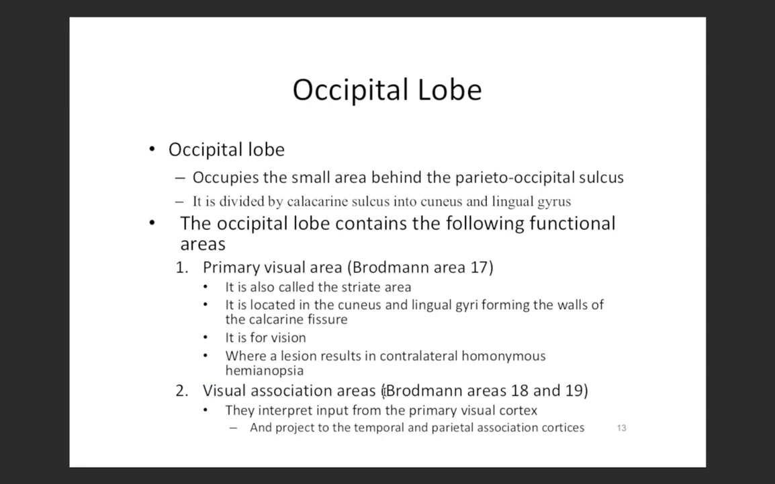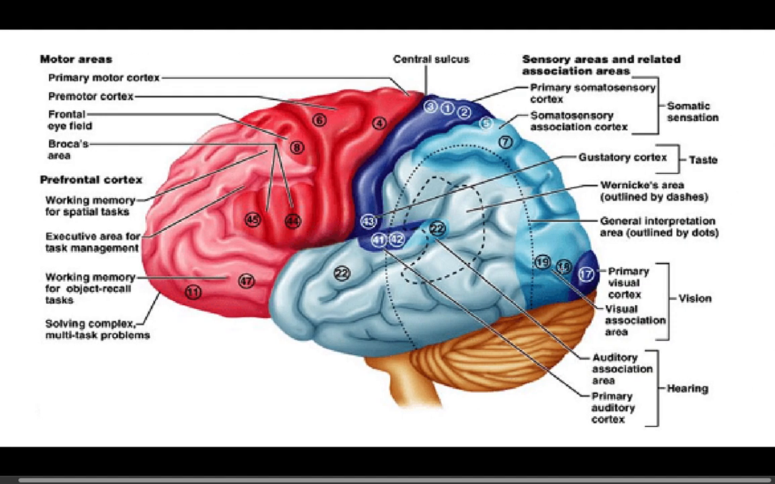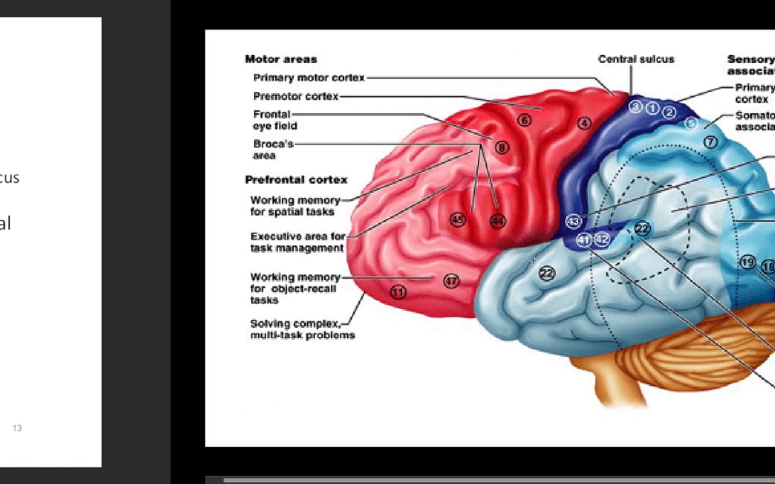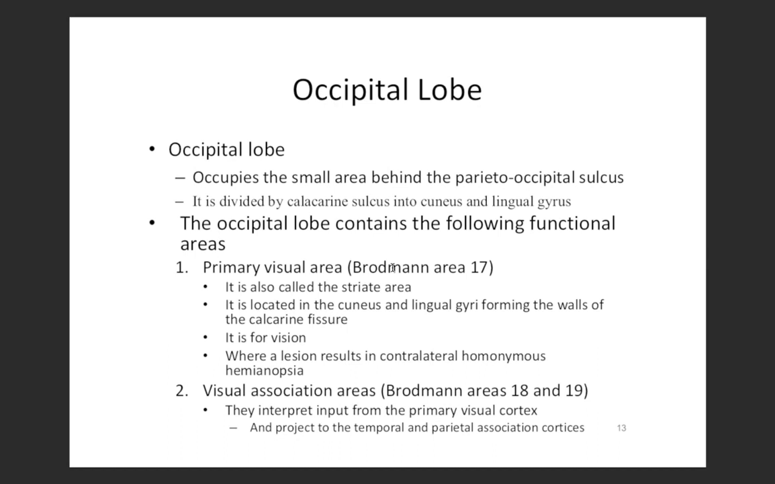However, the visual association areas, both Brodmann 18 and 19, more anterior to the primary visual area, also located in the lingual gyrus and the cuneus, and they interpret input from the primary visual cortex. This is the primary visual cortex. كل المعلومات اللي بتيجي لي على primary visual area, مين اللي بقوم بمعالجتها وتخزينها؟ interpret معناته زي معالجة. تمام؟ So أي معلومات or input coming from the primary visual cortex will be interpreted by this visual association. I said that association meaning helping the primary one, and project to the temporal and parietal association cortex.